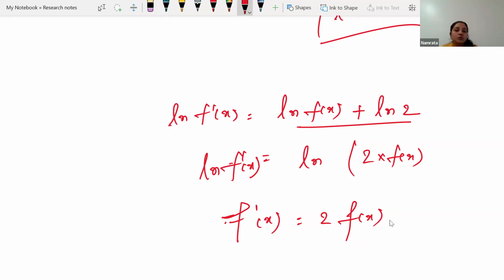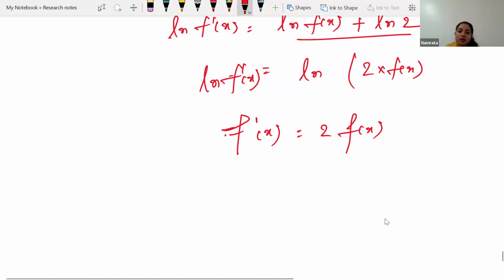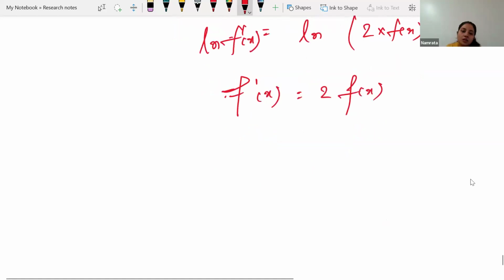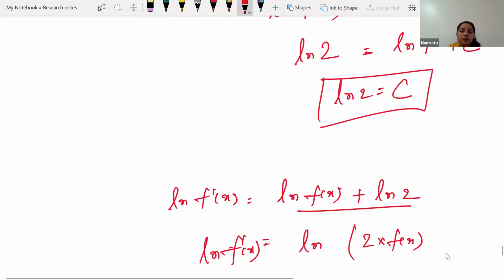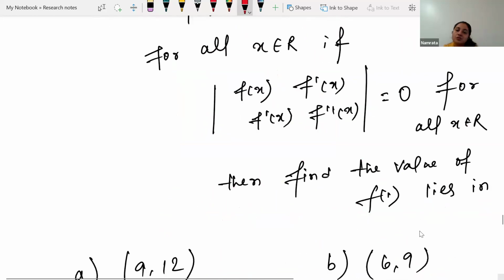So again we can do the integration. Again we can do integration like this. Because what we have to find here, see carefully the question, we have to find f of 1. So we must be having f of x in hand. Then only we will be able to find f of 1.